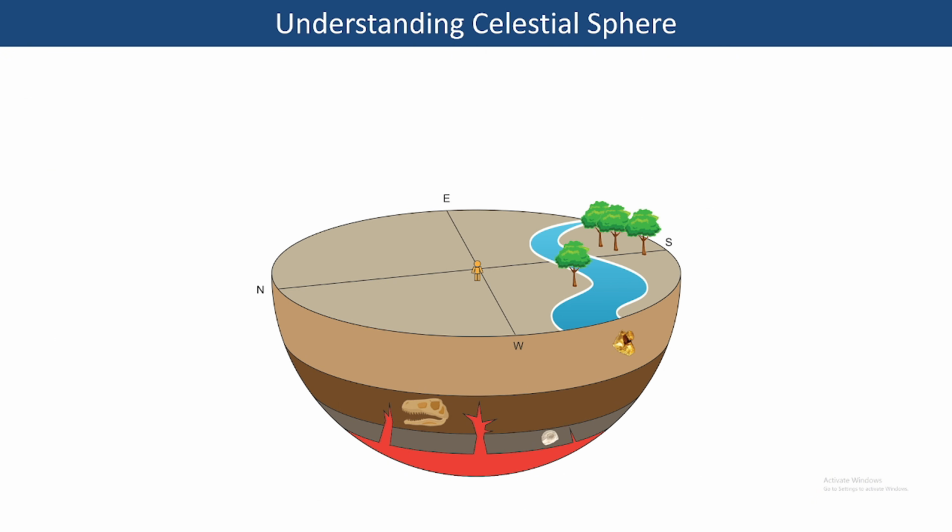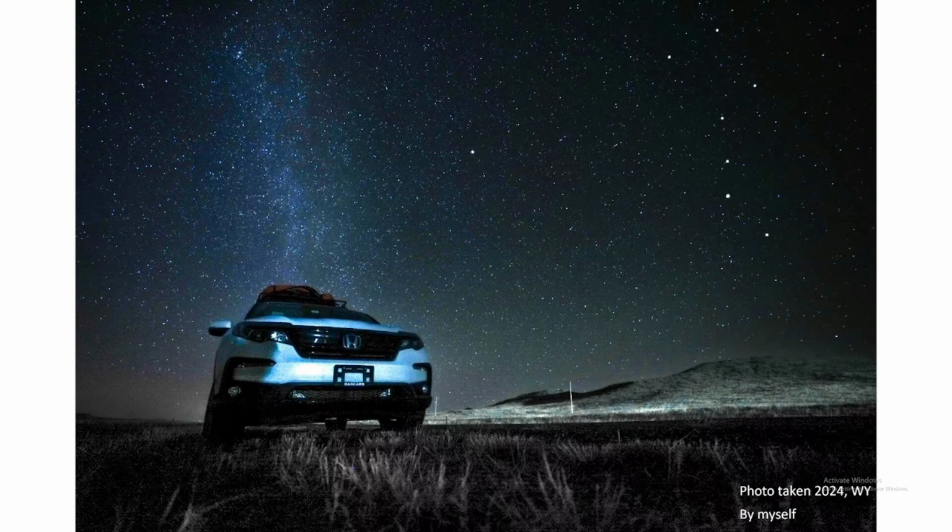Next, you're gonna use either a phone or a compass to figure out where is north, south, east, and west. Then you want to look up in the north. This is a picture I took on one of my road trips in Wyoming. You want to look for 7 stars shaped like a spoon. 1, 2, 3, 4, 5, 6, 7. This is called the Big Dipper.